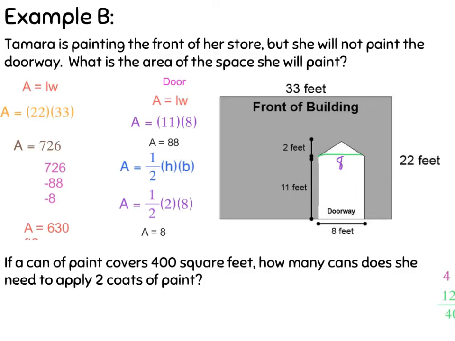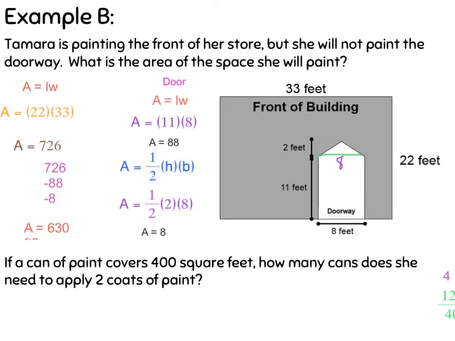But that's not the end of the question. The question says that she can paint 400 square feet per can. How many cans does she need to apply 2 coats? So I'm not going to just take my 630 and divide it by the number of cans because I'm trying to apply 2 coats.